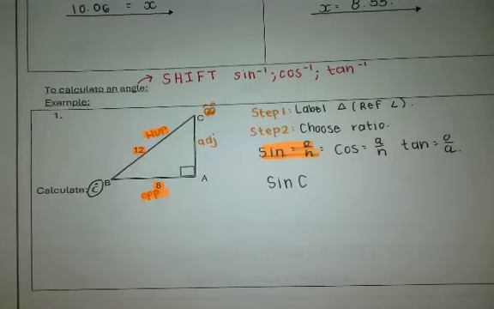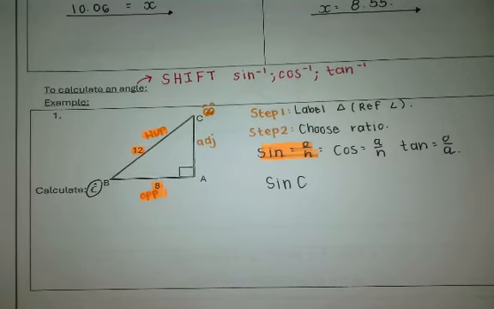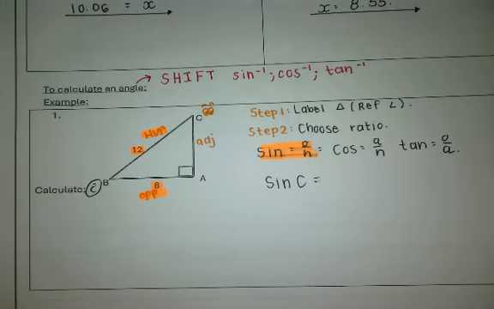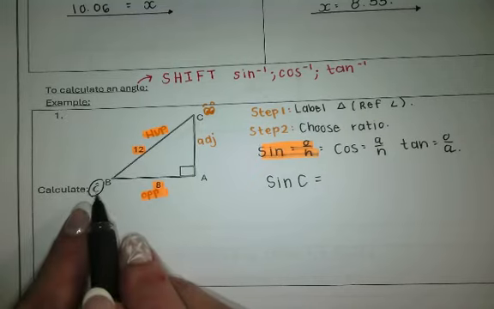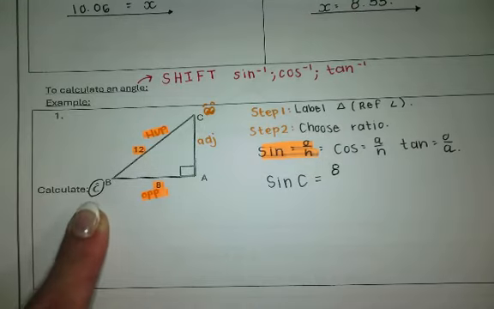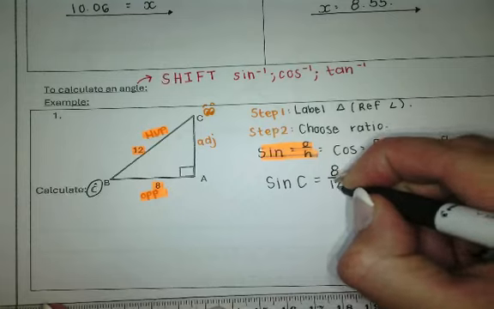It's not theta. They're letting you know that your reference angle is C. If they said calculate theta, beta, alpha, that's when you put it in there. What is my opposite side? Sin C, yes, because that's what they want. That's our reference angle. My opposite side is 8. My hypotenuse is 12.